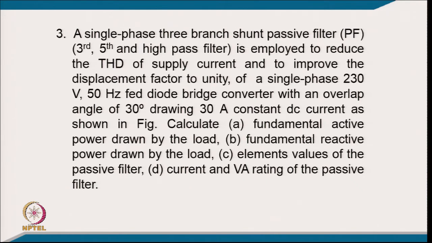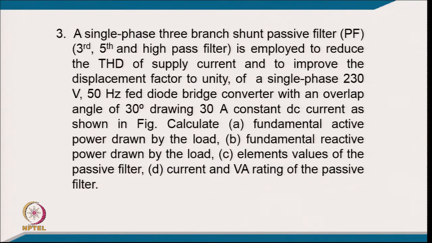Now, coming to the third numerical problem, in which we design the AC side filter. A single phase 3 branch shunt passive filter consisting of third, fifth and high pass filters is used to reduce the total harmonic distortion of the supply current and to improve the displacement factor to unity, for a single phase 230 volt 50 hertz diode bridge rectifier with an overlap angle of 30 degree, drawing 30 ampere constant DC current as shown in the figure. Calculate the fundamental active power drawn by the load, fundamental reactive power drawn by the load, element values of the passive filter, and current and VA rating of the passive filter.